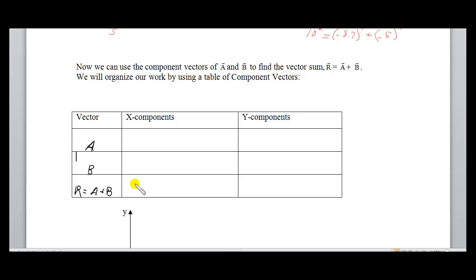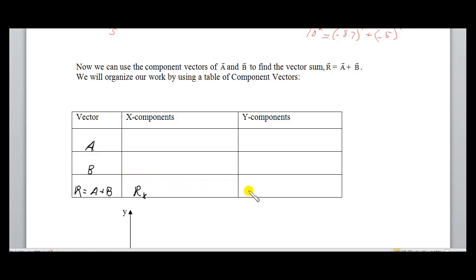Now actually, this component right in here, let me change it a little bit, this component is actually going to be the x component of my resultant, because we simply added up the x components of A and B.